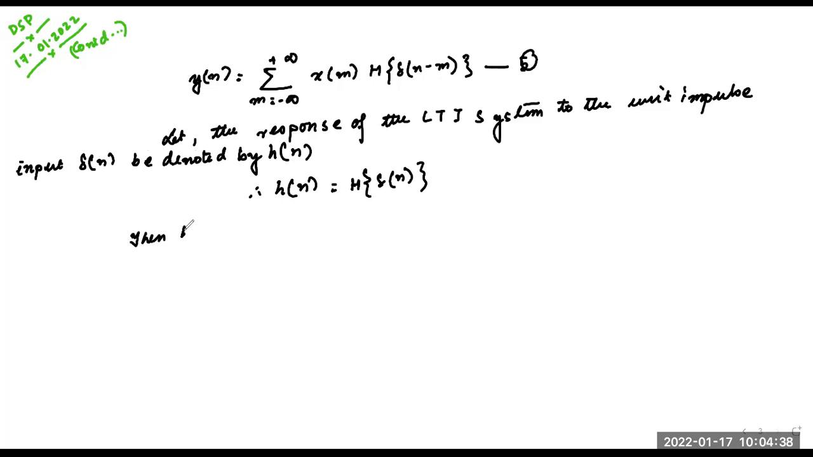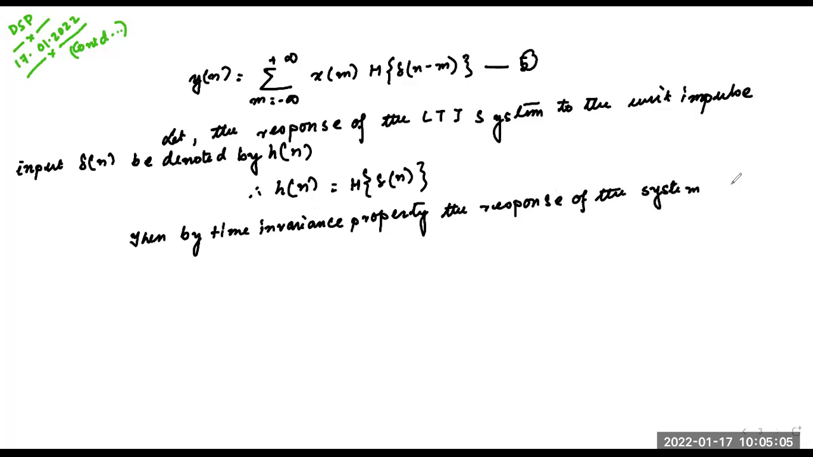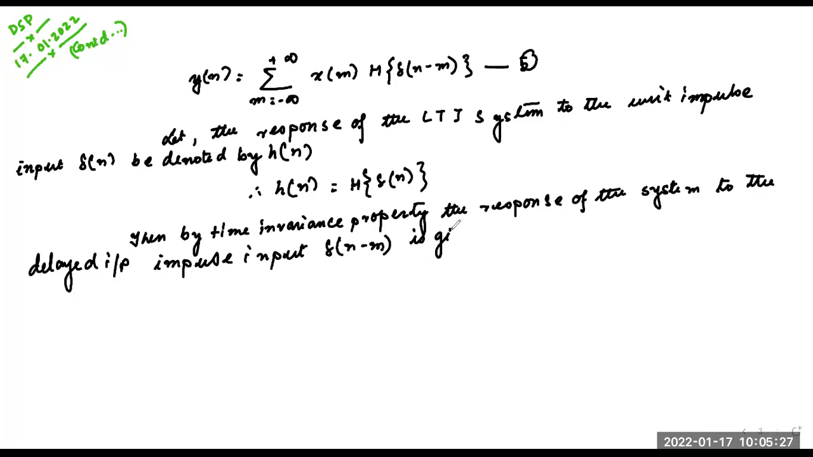Then by the time invariance property, the response of the system to the delayed input impulse is given by h[n minus m], which can be represented as H of delta[n minus m]. That is equation 6.